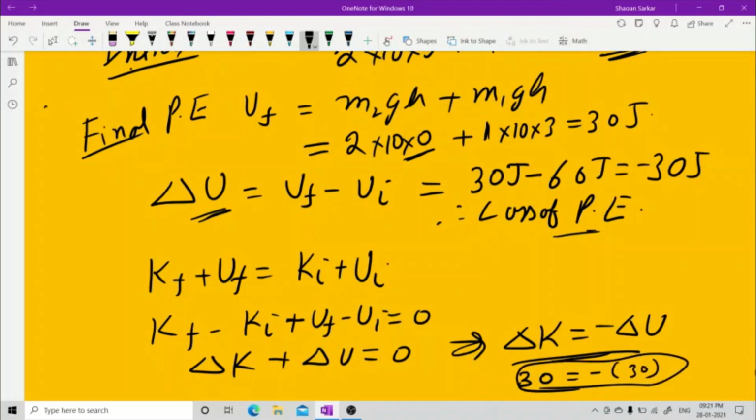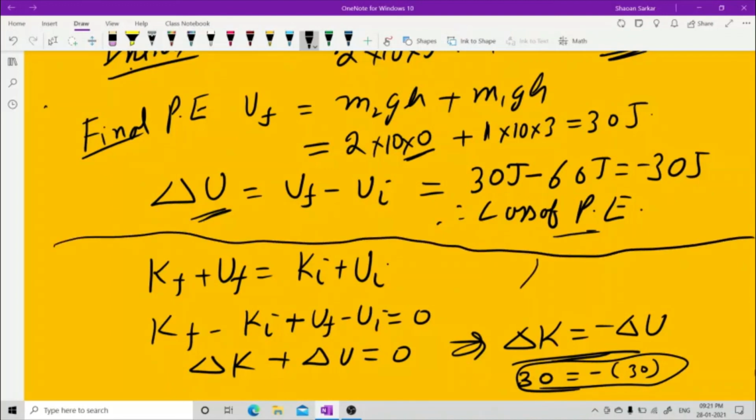Both ways are the same. This part is not needed for you. I just explained it so that you understand that whatever was the loss of potential energy was the gain of kinetic energy.